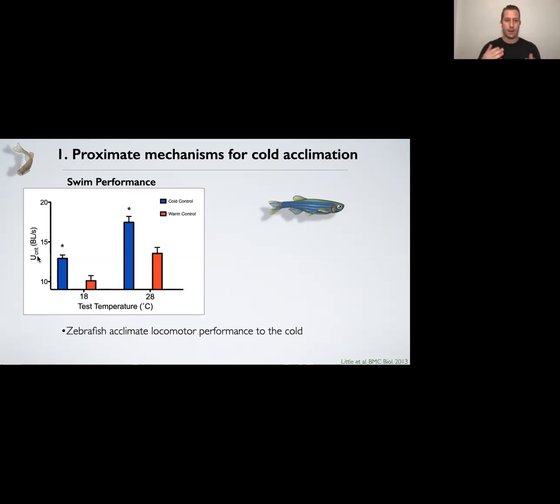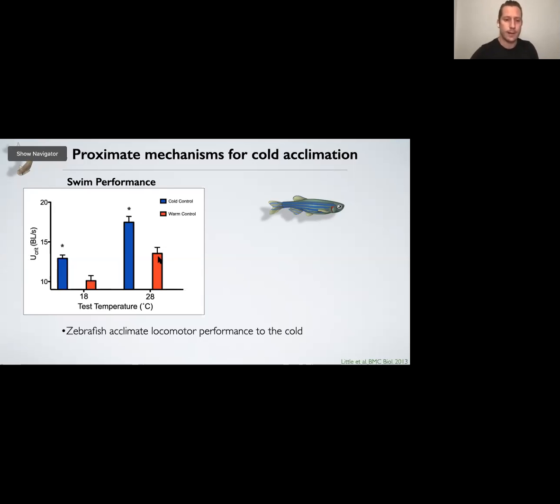So we have the fish in its flume, it's swimming against a current, and every 10 minutes we'll turn up the current a proportion of the fish's body length. And we'll do that till the fish becomes physiologically exhausted and can no longer maintain its position in the water column. In the blue, we have cold acclimated control fish. So these fish were acclimated to 18 degrees Celsius for 3 weeks. And we have warm acclimated control fish, which were held at 28 degrees Celsius also for 3 weeks.